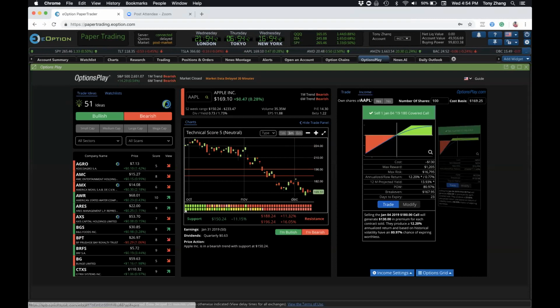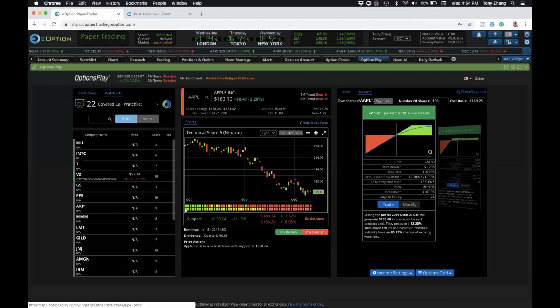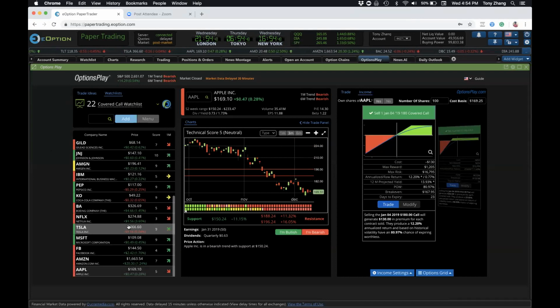So pretend that you have a portfolio with a bunch of different stocks. And I have a portfolio here with a bunch of big name stocks, which you may likely own in your portfolio.